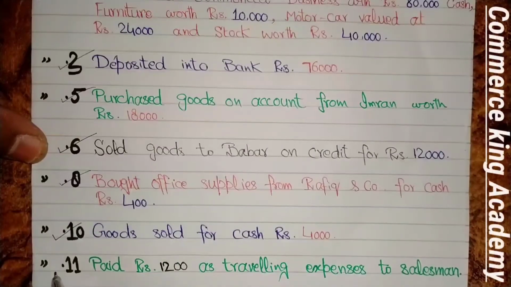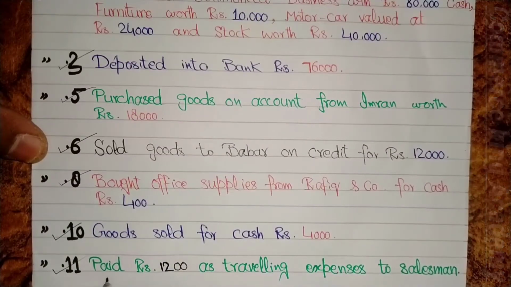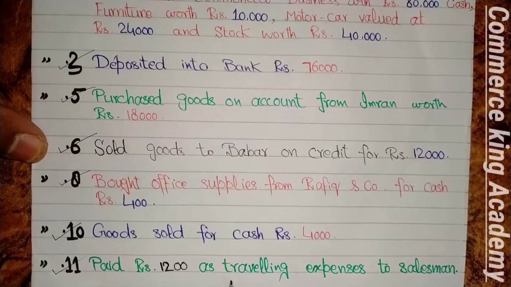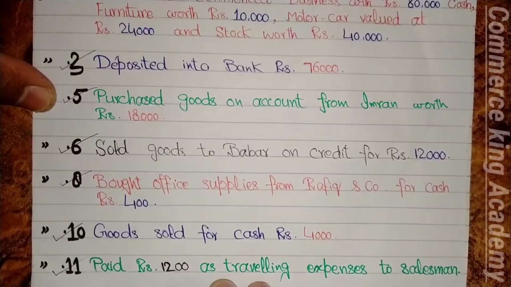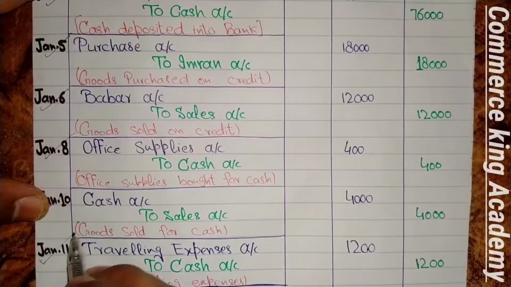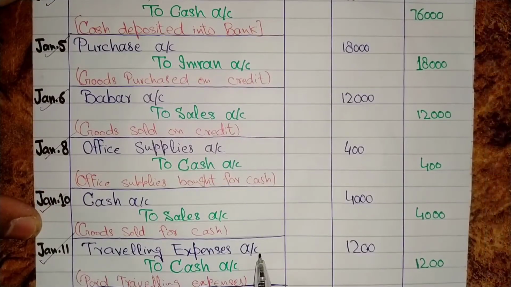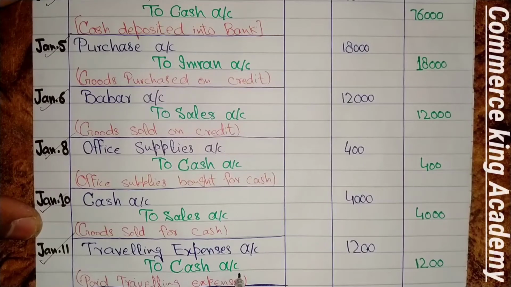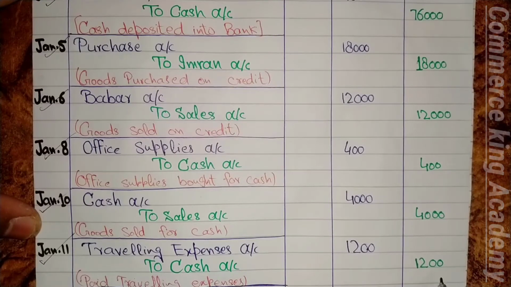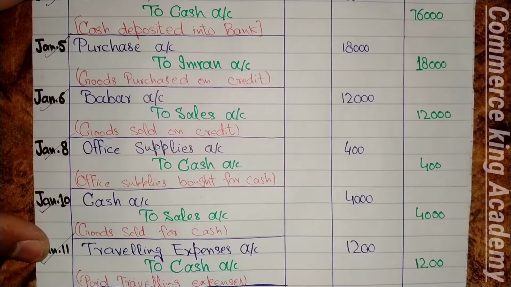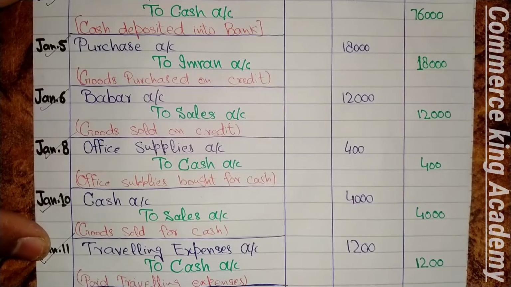Next transaction, Jan 11th, which is paid rupees 1200 as travelling expenses to salesman. So it will be an expense for the business, right? Jan 11th, travelling expenses account debit, to cash account credit, 1200 and 1200. Okay, so details: paid travelling expenses.